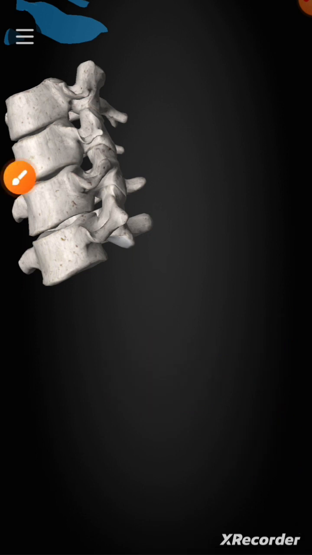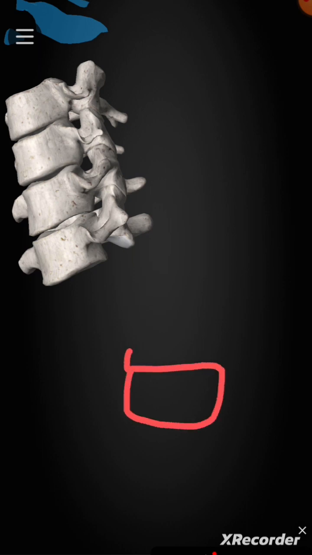Now there is a joint between the uncal process. See, I would draw a vertebra. This is a body. Here on top of this is an uncal process, like this. It is a little bit concave and this is convex. Now this process is joined by a joint of Luschka, or uncovertebral joint, present between the intervertebral disc.